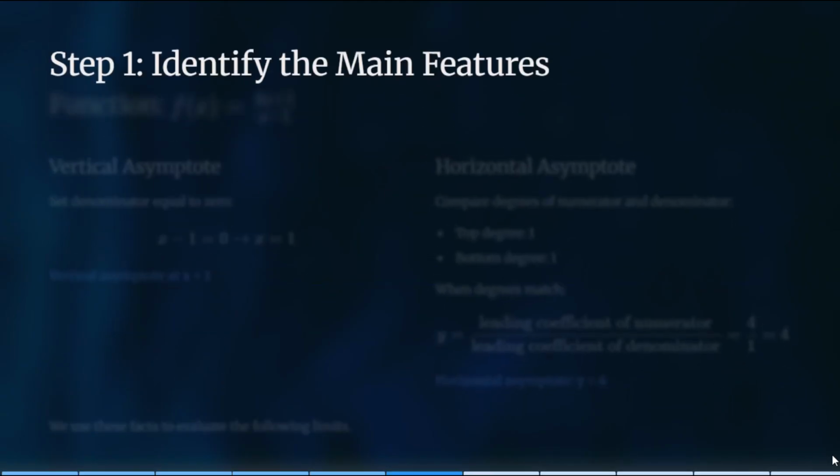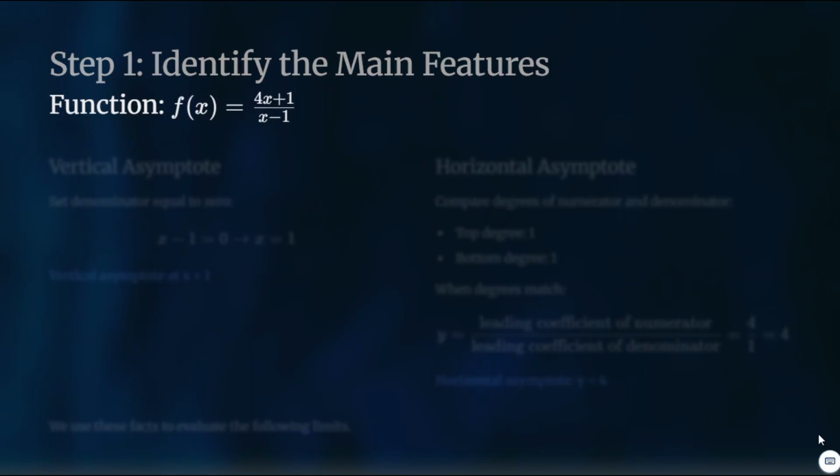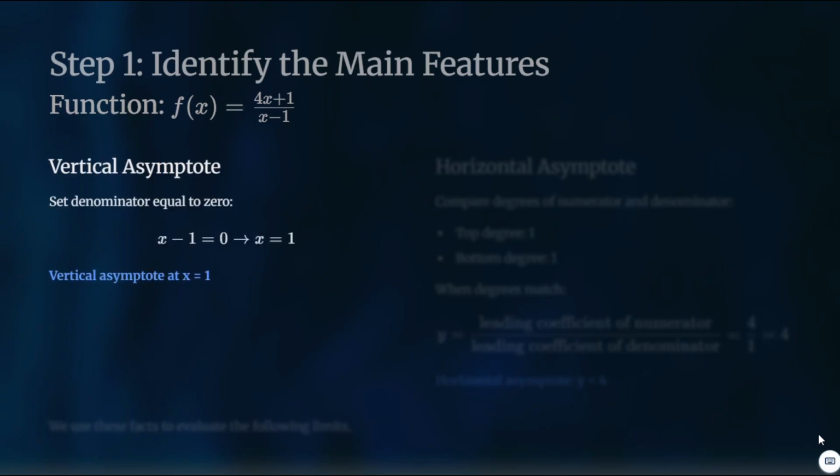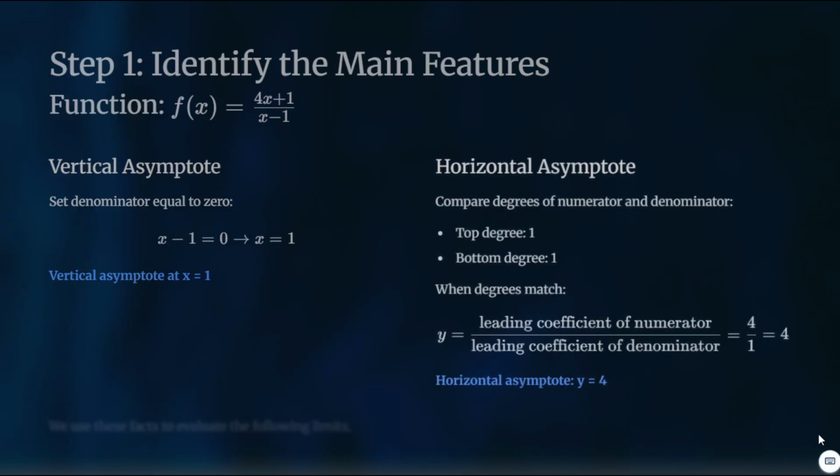First, let's identify the main features of the function. Remember, our function is f of x equals 4x plus 1 over x minus 1. In order to find the vertical asymptote, we will set the denominator equal to 0. If x minus 1 equals 0, in order to solve for x, we will add 1 to both sides. Therefore, x is equal to 1. So there is a vertical asymptote at x equals 1.